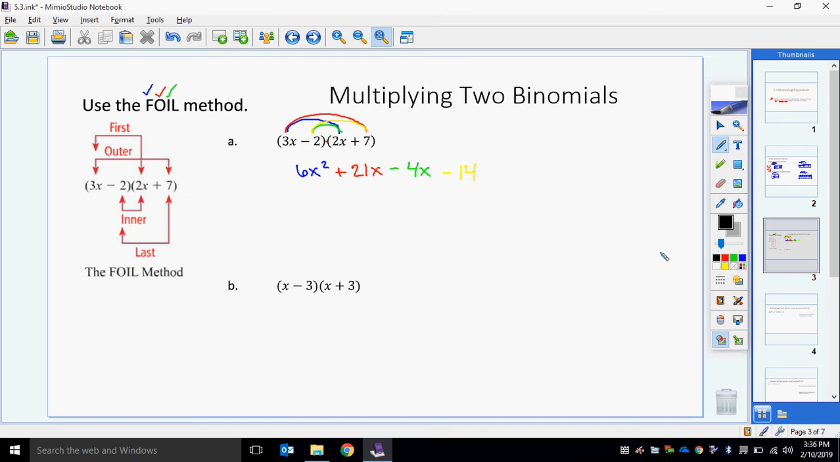Okay, now I'm going to combine like terms to simplify here. I can't combine anything with my x squared. If you remember from section 1, I can take my positive 21x and my negative 4x and combine those. So I'd get plus 17x. And then I have my minus 14. And that's all the further I can go. No more like terms. All right, go ahead and try part B using the FOIL method.